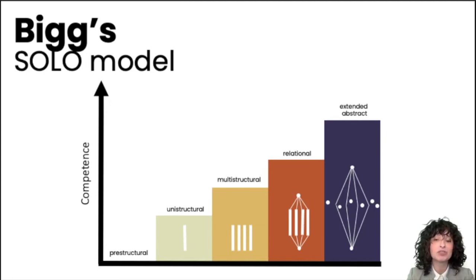Biggs's model for me is more intuitive than Bloom's taxonomy, and that's the feedback that I get a lot from faculty when I present this model in a workshop. And if you are partial to the verb list in Bloom's taxonomy, no worries. Biggs's also has verbs associated with each one of the stages.